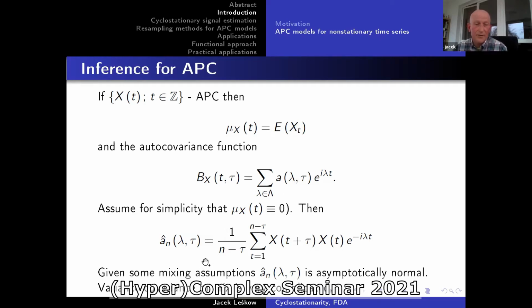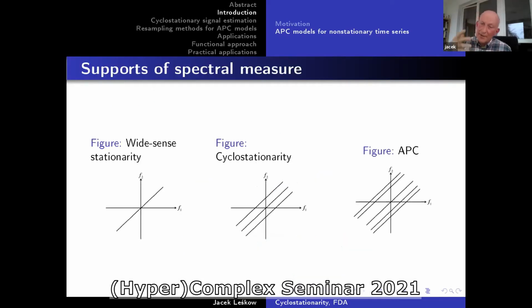For that, we need a good estimator of the coefficient, and such an estimator in discrete time is here. It's nothing much more complicated than the usual smoothed periodogram estimator for a stationary case, but we need to take a closer look at how we understand cyclostationarity from the point of view of those frequencies. So when we work with non-stationary systems, there is a need for two frequencies, F1 and F2.